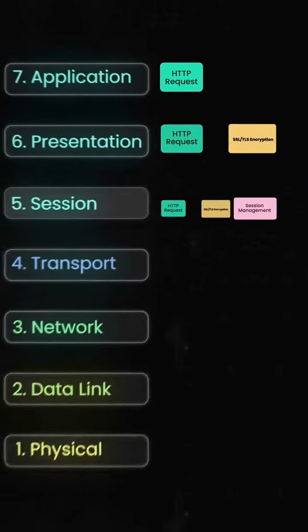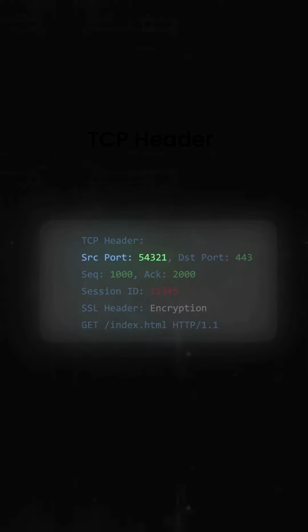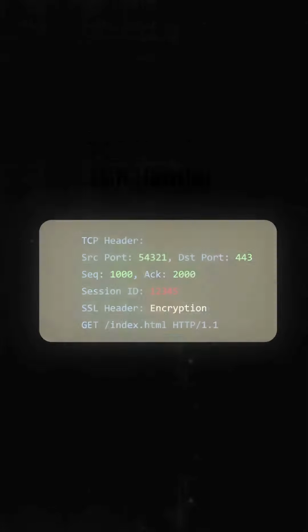Now we get to the networking layers. Layer 4 wraps everything in TCP for reliable delivery. It adds source port 54321, destination port 443 for HTTPS, and sequence numbers.